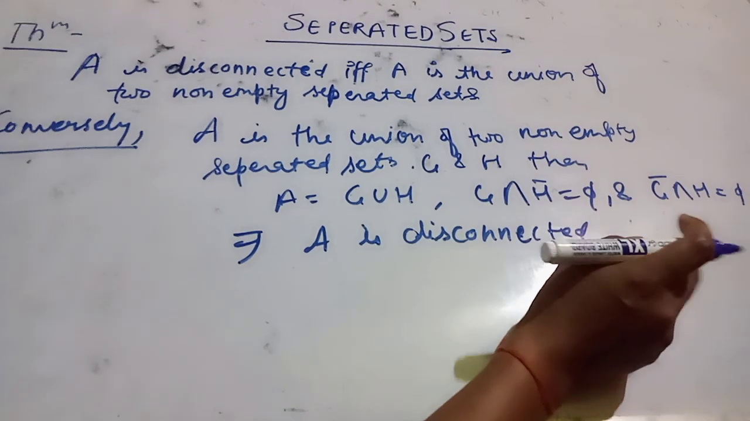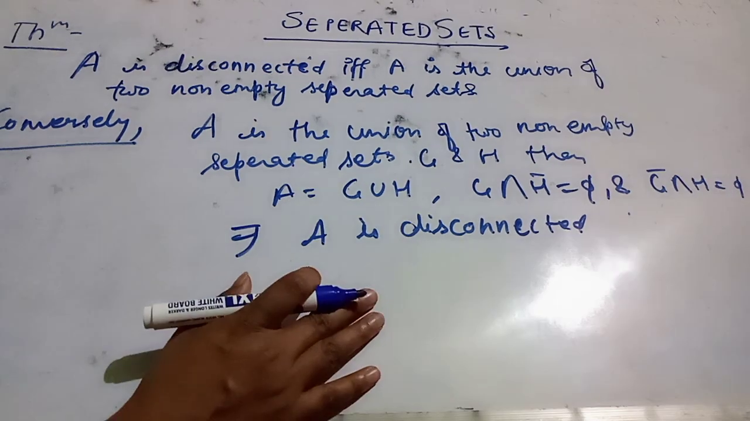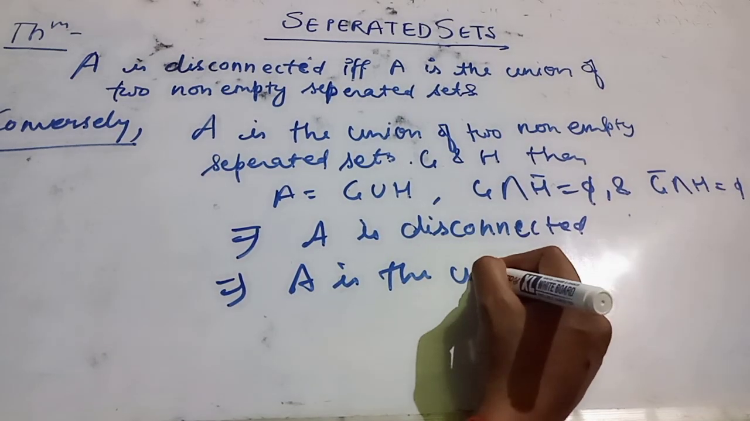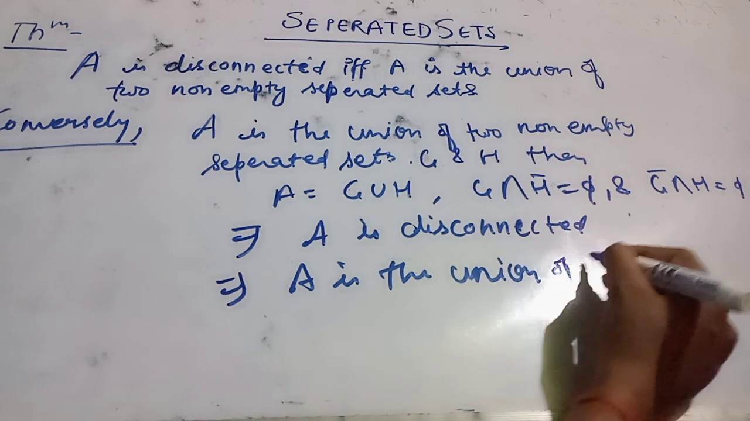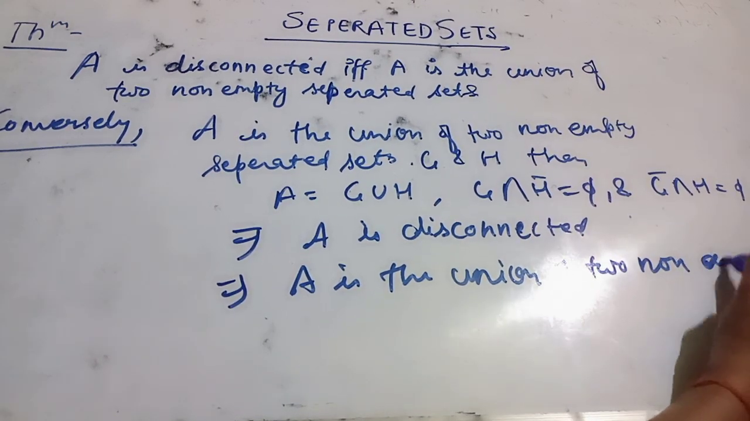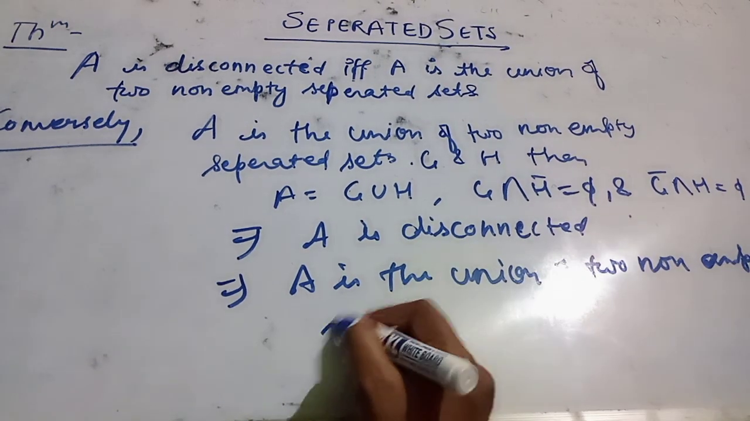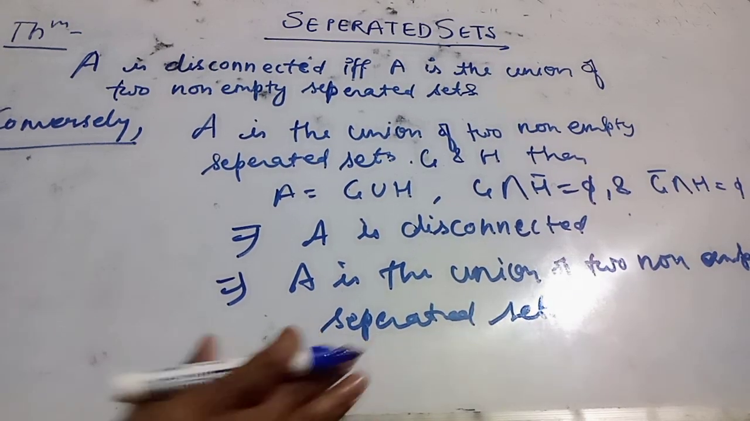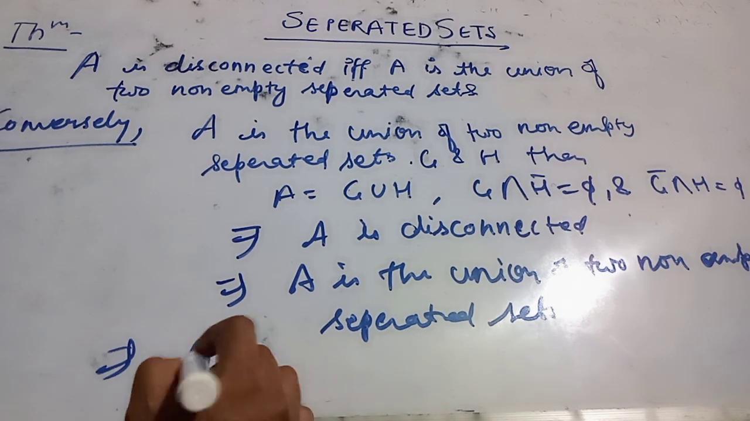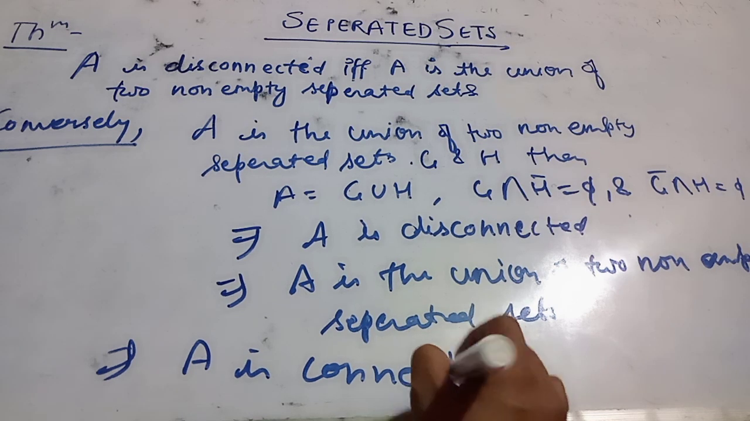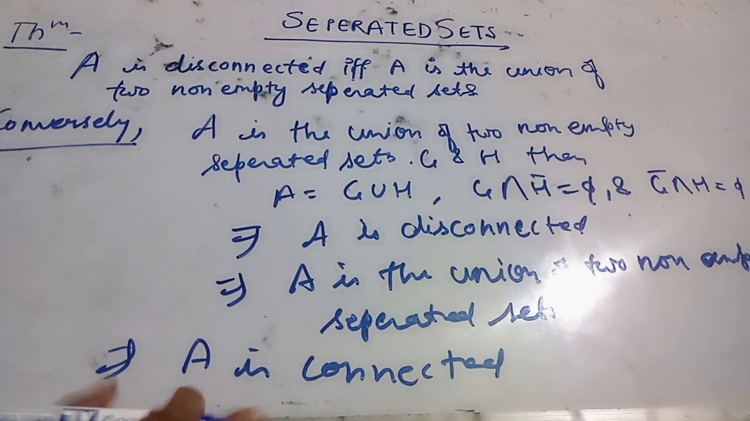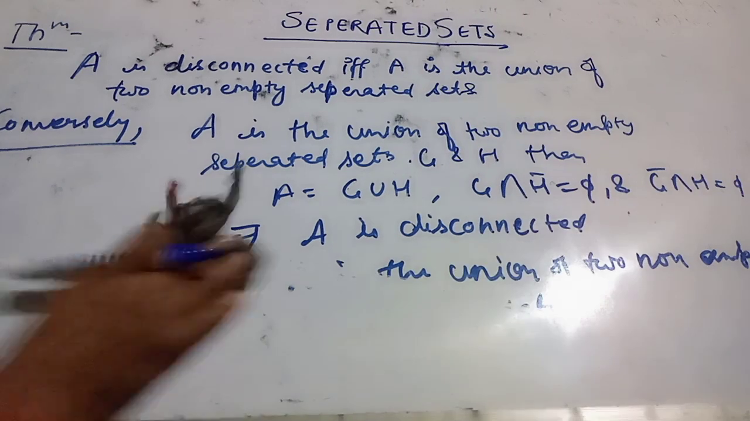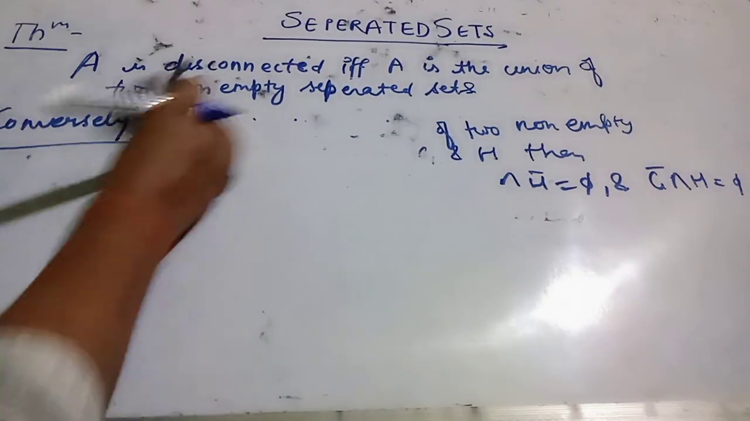If it is disconnected, this means that A is the union of two non-empty separated sets. Equivalently, if A is not the union of two non-empty separated sets, that means A is connected, and if it is connected, A is not the union of two non-empty separated sets. Now we will discuss a little further ahead. Okay, you can pause and note this down.